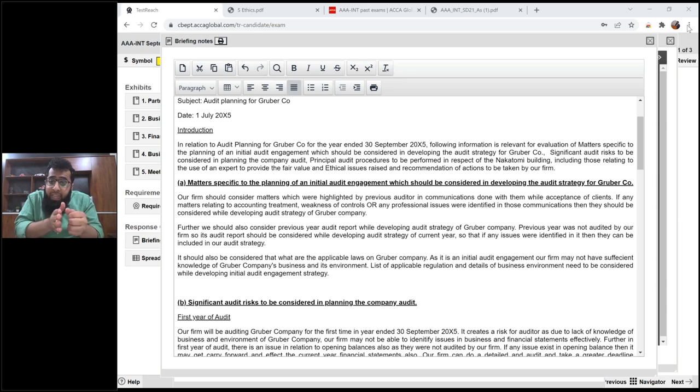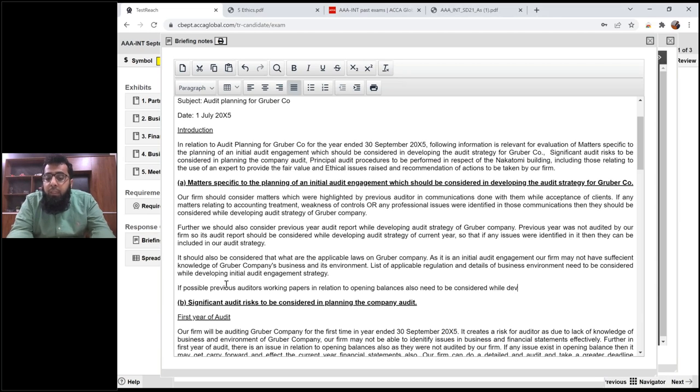Okay, see the direction of my answer, the approach of my answer: what are the matters which should be considered while developing the audit strategy? Now, what other matters can you consider? If possible, previous auditors' working papers in relation to opening balances also need to be considered while developing the audit strategy.